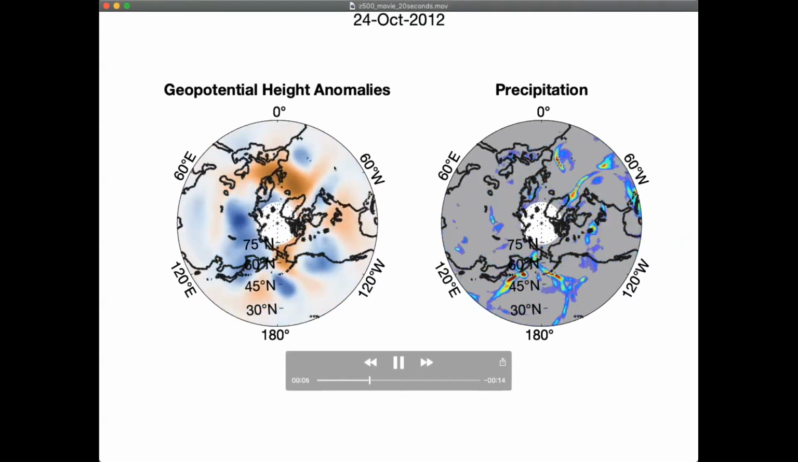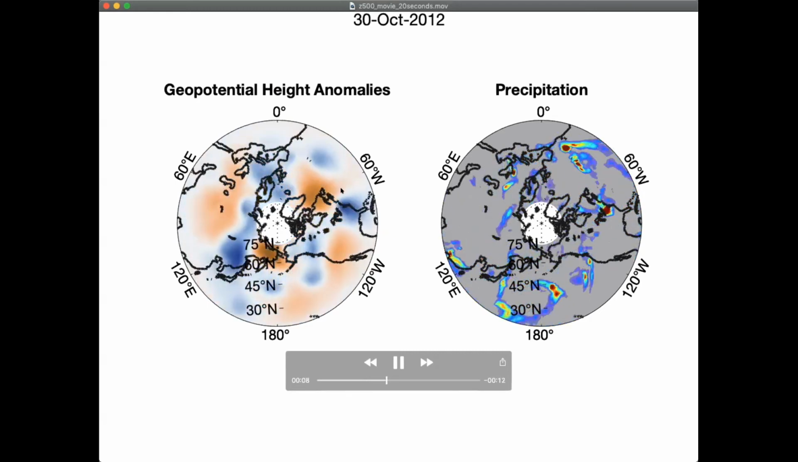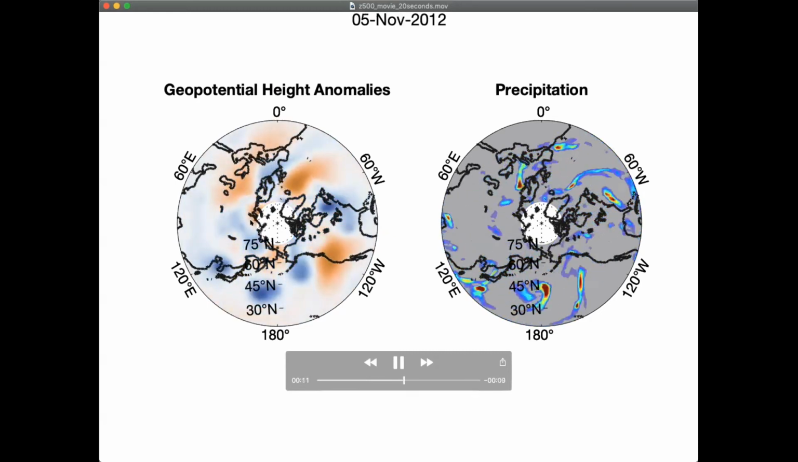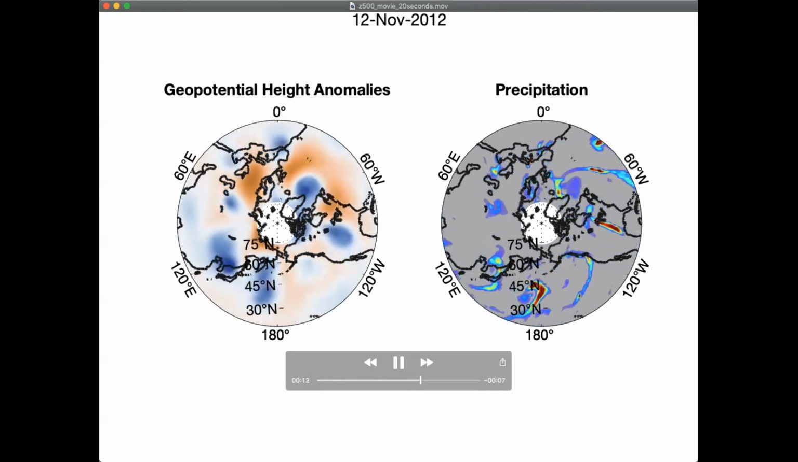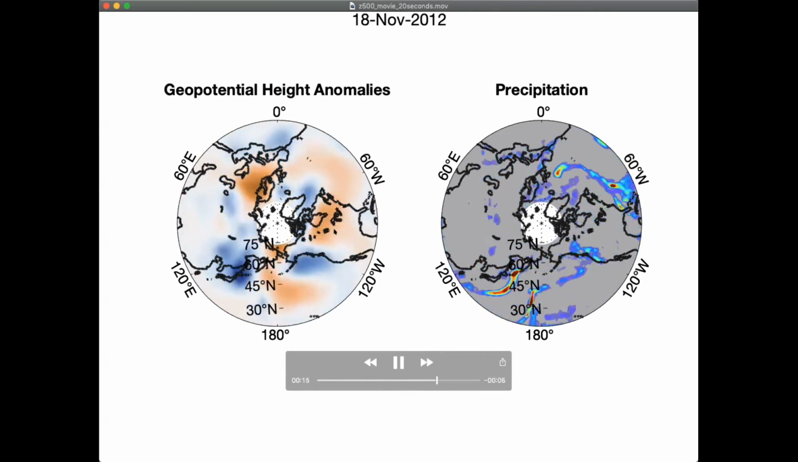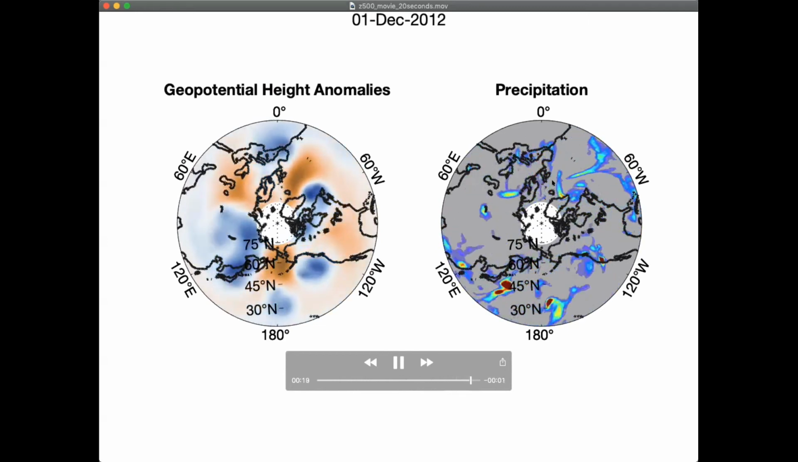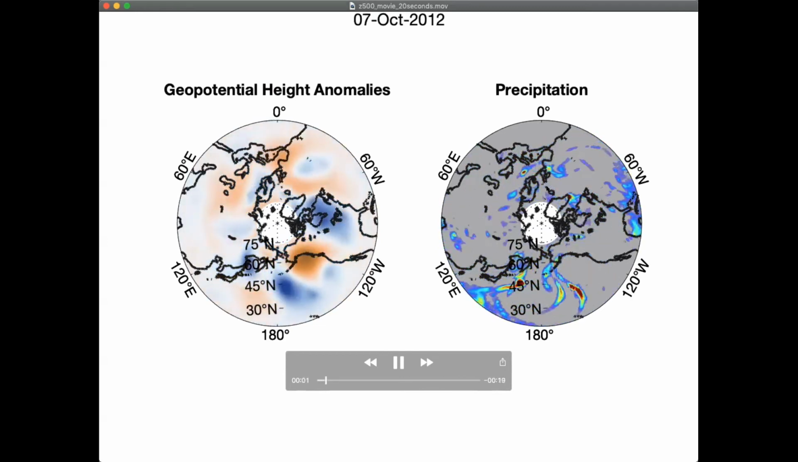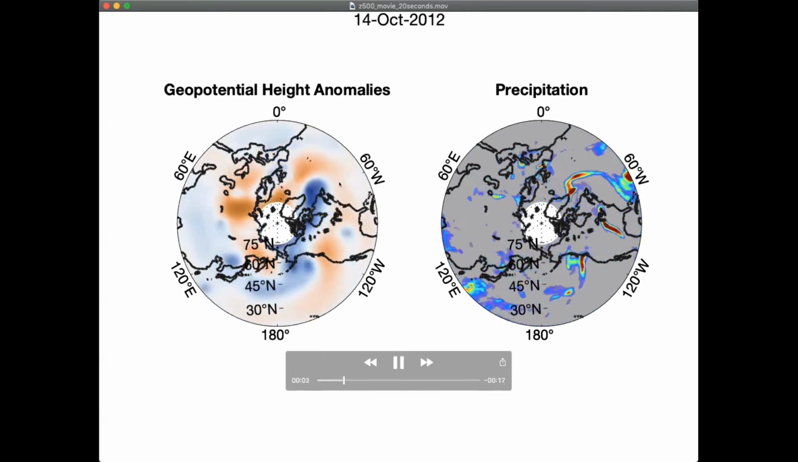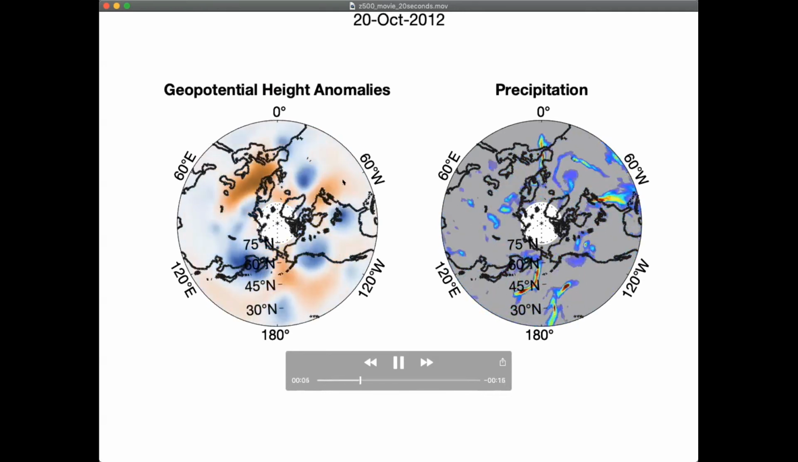On this side over here, we're looking at height anomalies, and I've intentionally blocked out the North Pole so that if you squint your eyes, you can see a rotating fluid tank. And on this side over here, we're looking at the actual precipitation simultaneous with these vortices moving around.